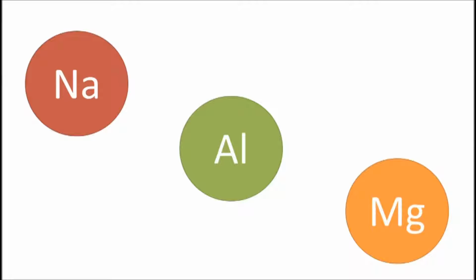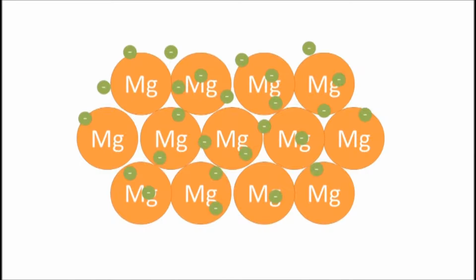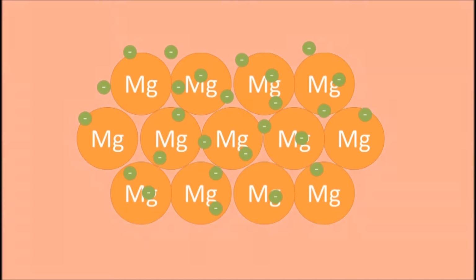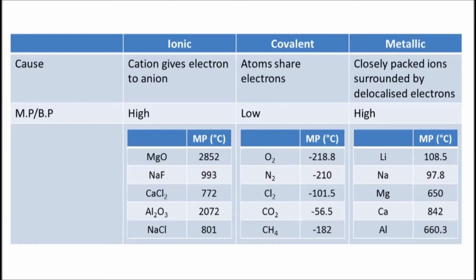Their bonding has a straightforward name: metallic. In metallic bonding, metal atoms lose their electrons and the cations are closely packed together in a sea of delocalized electrons. The cations have strong forces of attraction amongst them and the delocalized electrons. This gives metals a high melting and boiling point.